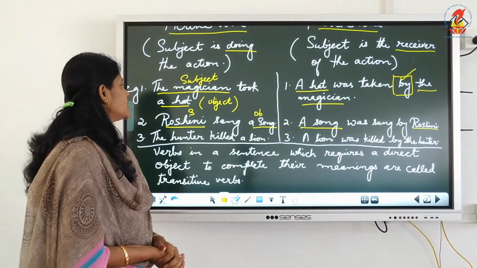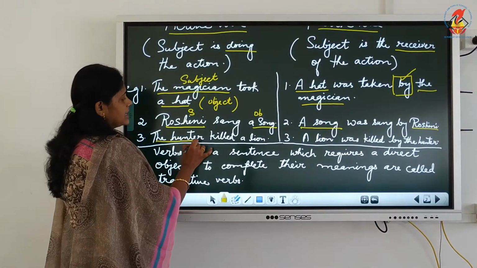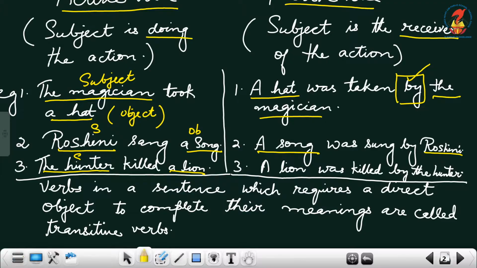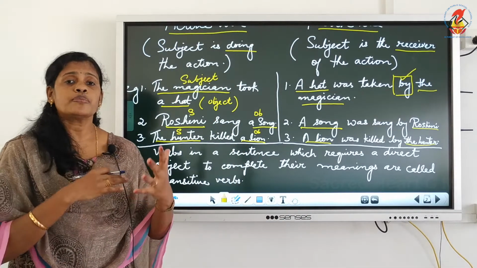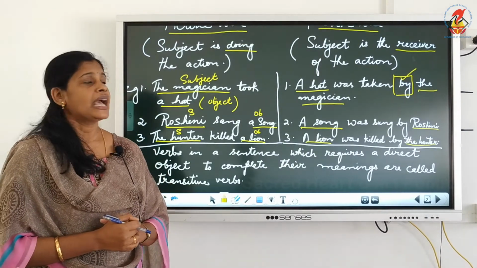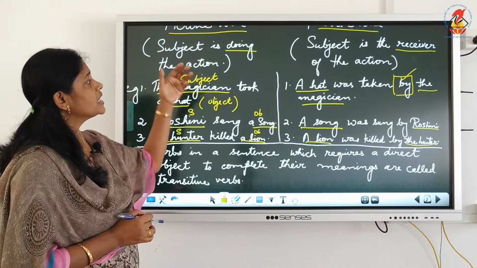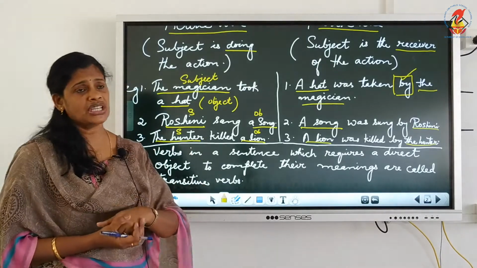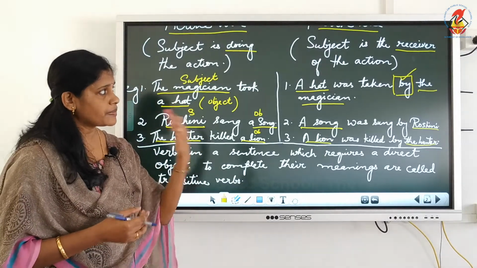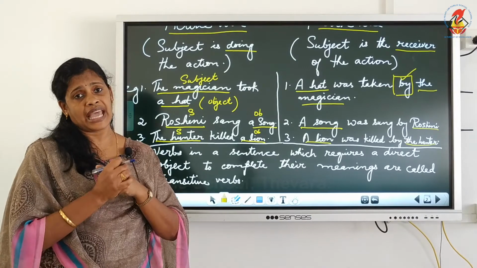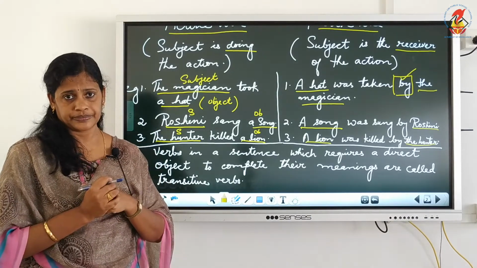The third one is the hunter killed a lion. Hunter is the subject, lion is the object. The hunter killed a lion. And in the passive voice you will say a lion was killed by the hunter. So the position of the object and subject changes, and in the active voice the subject is performing or doing the action. In the passive voice the subject becomes the receiver of the action. He is receiving the action.